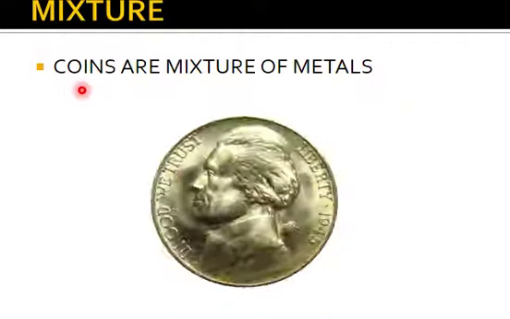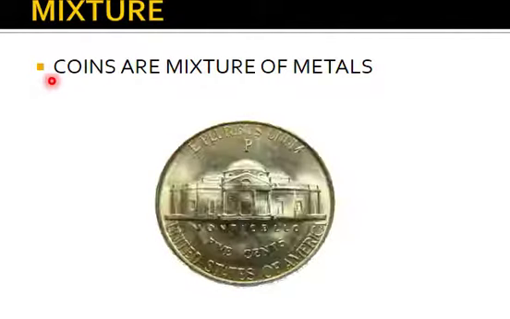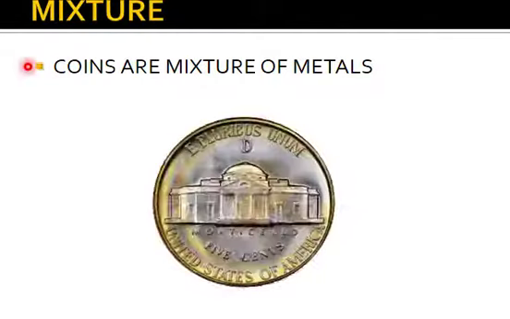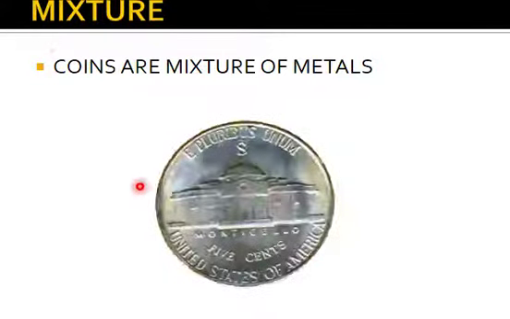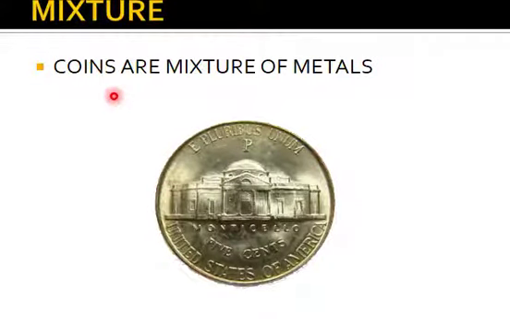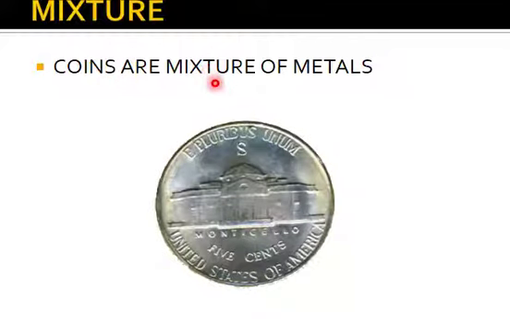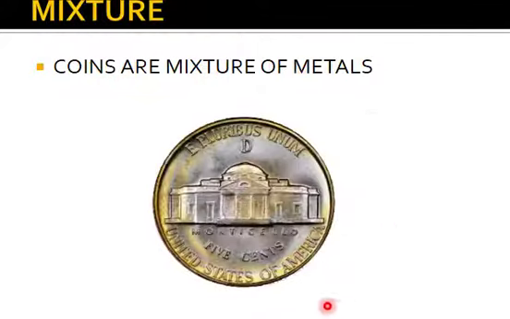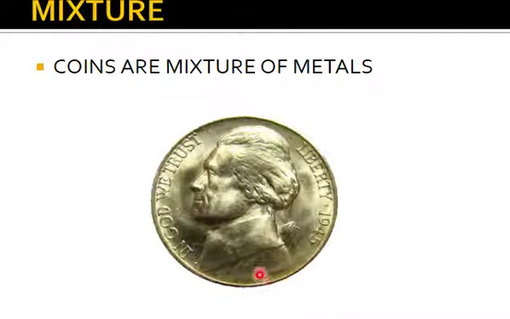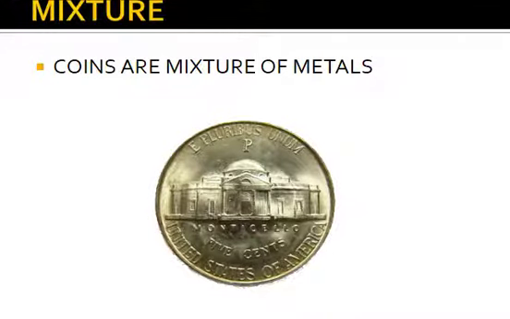My dear student, in the next topic we will also see an alloy, which is also a type of mixture. So here is an example from daily life, my dear students. The coins, you can see different types of coins here. So these coins are a mixture of different metals.